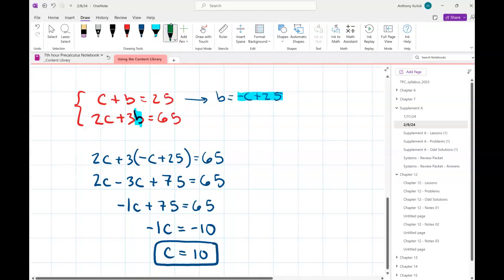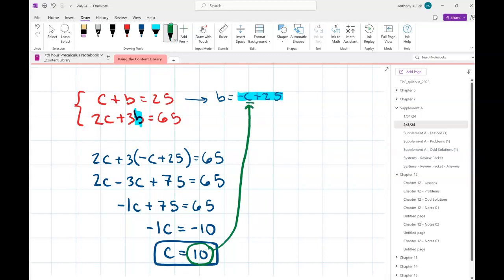How am I going to find the brownies now? C, that C, the other way around. Solve for B. How about I just plug it in there? Since the B is already by itself. So 15 brownies. That feel okay?